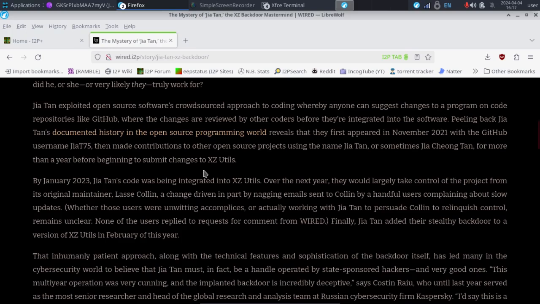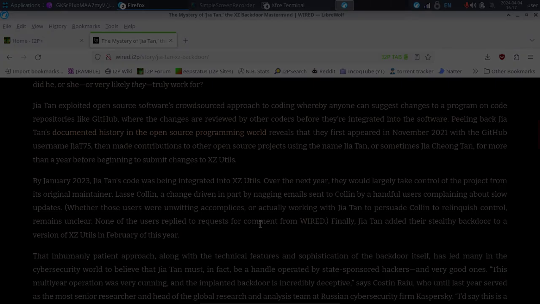This isn't something that actually reached main distributions or anything, so I wouldn't get too worried, but I will tell you the very first thing I did when I read this story was I checked my version of xz-utils, just because, you just never know.